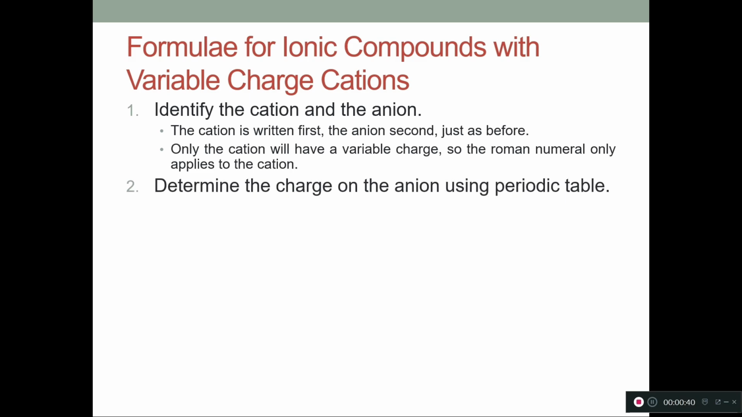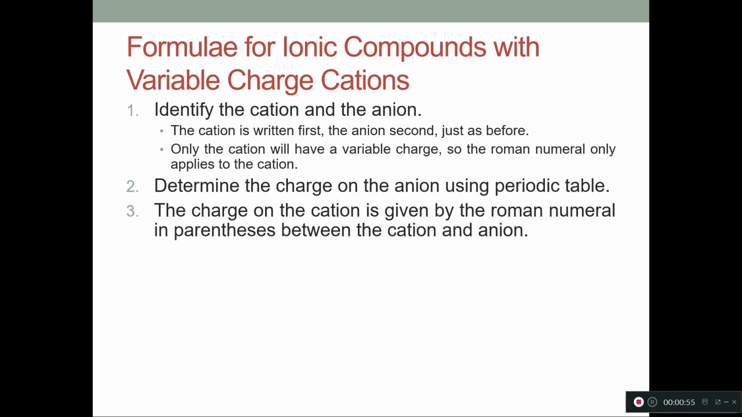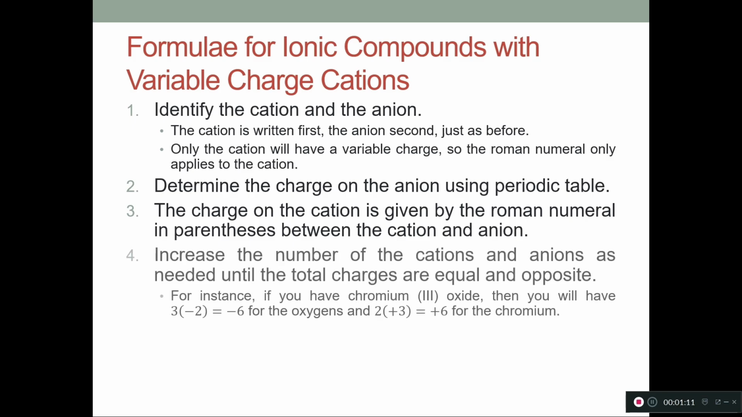Then we want to determine the charge on the anion, and because the anion is only ever going to have a single charge, we can just use the charges that we know from the periodic table. The third step is that the charge on the cation is given by the Roman numeral in the parentheses between the cation and the anion. This way we will know the charge on the anion and on the cation. Then we want to increase the number of cations and anions as needed until the total charges are equal and opposite.